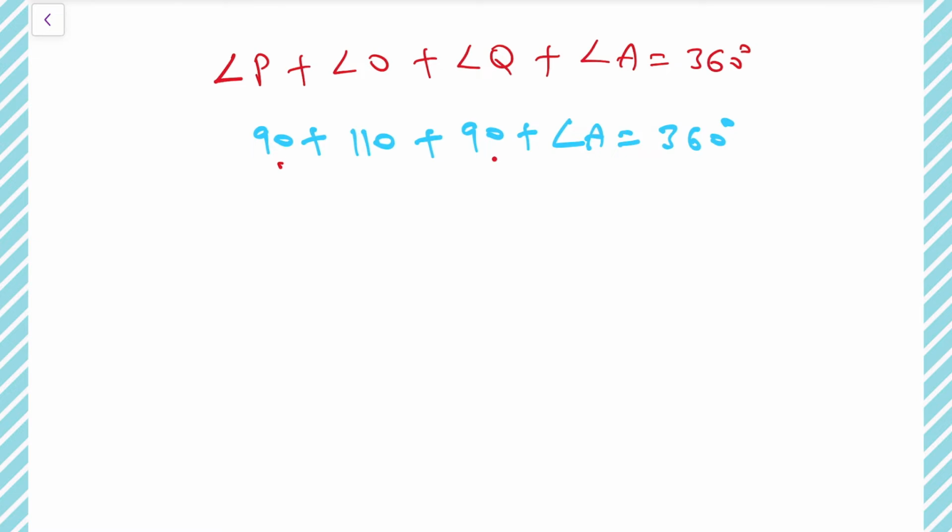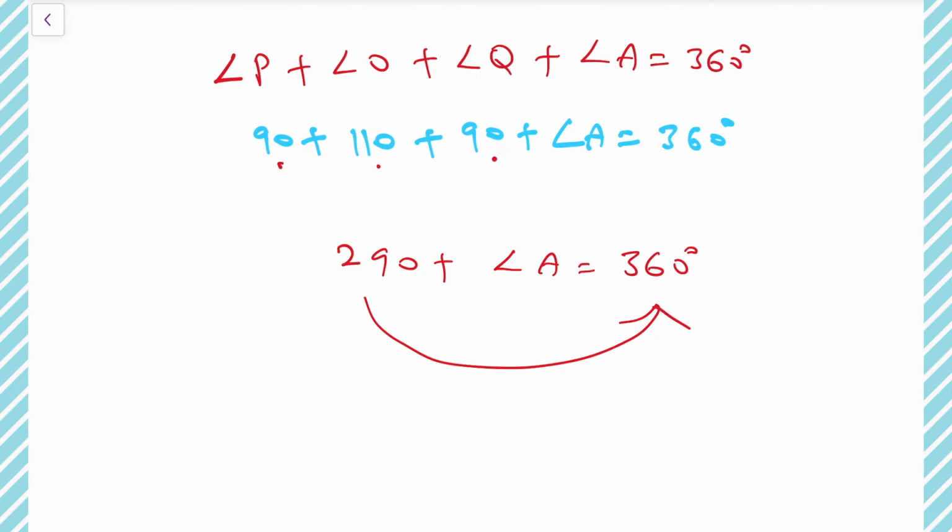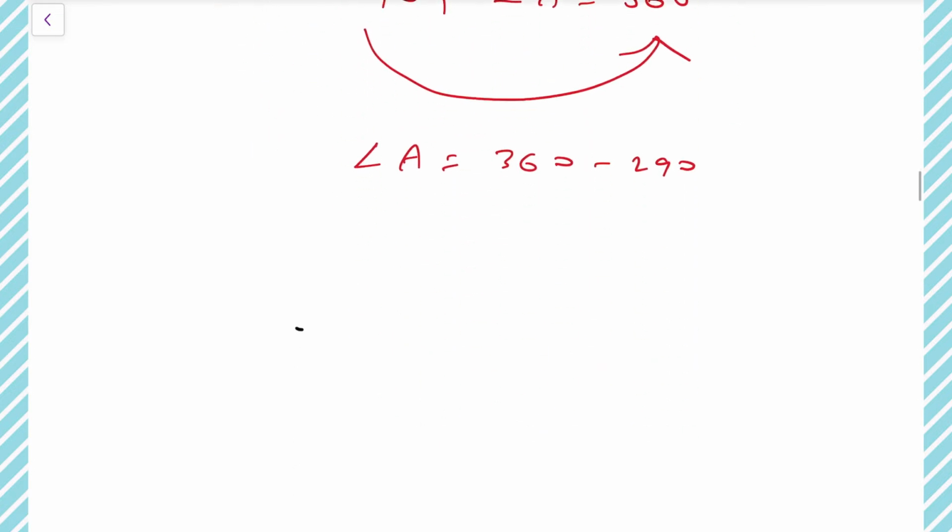90 plus 90 is 180, plus 110 is 290, plus angle A equals 360 degrees. Now take this 290 degrees to the other side, then it becomes minus. So angle A equals 360 minus 290. Then finally angle A equals 70 degrees.